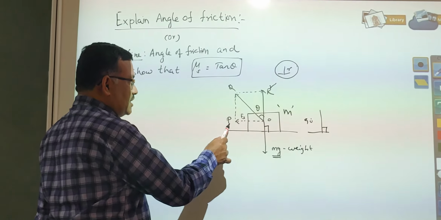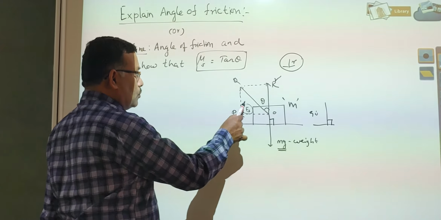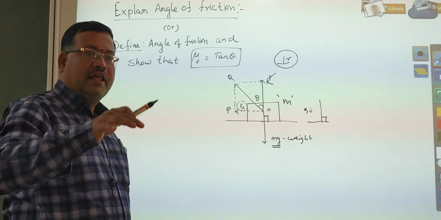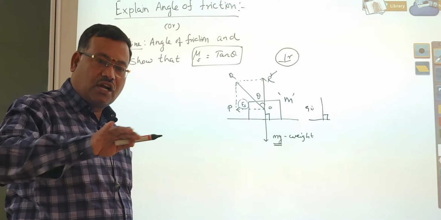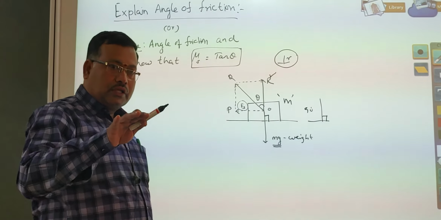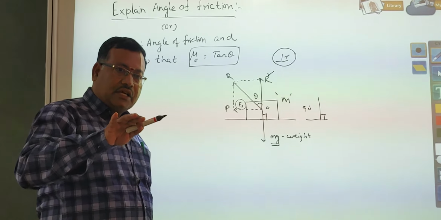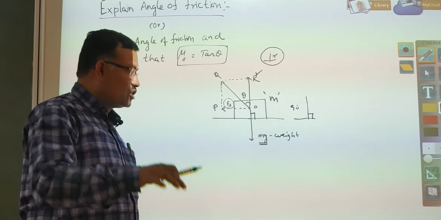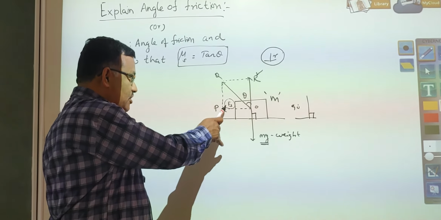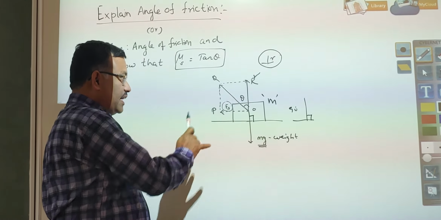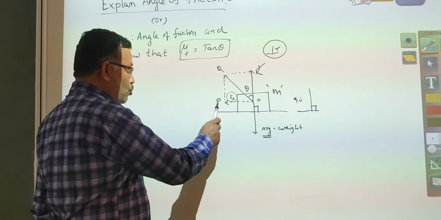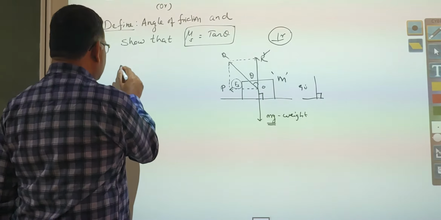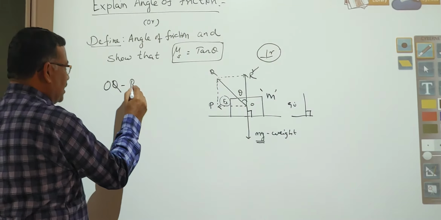Here OP represents the frictional force, because even when you apply external forces, the block is not moving; it is at rest. The frictional force acting between the two surfaces when they are at rest is called static friction. That is why we mention Fs. Fs means force of static friction, and it is represented by OP.